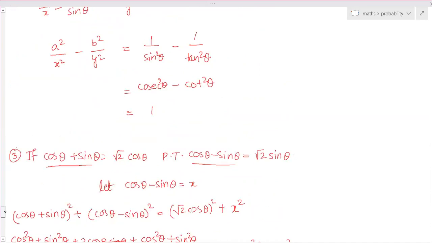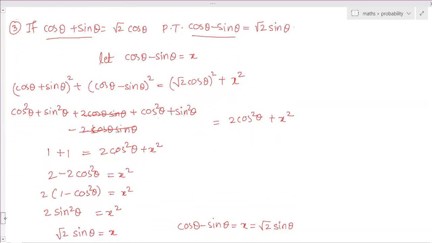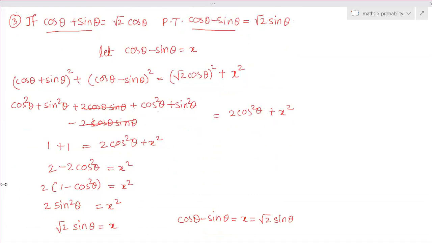And this is an important question, most of the time asked. In any one of the exams, this will be there. Your school exam also, in any one of the exams, you will get this question. Is that clear? Yes, ma'am. So which method would you prefer?